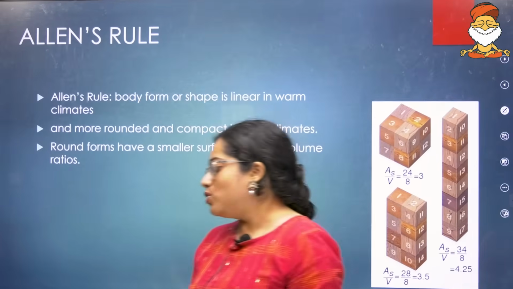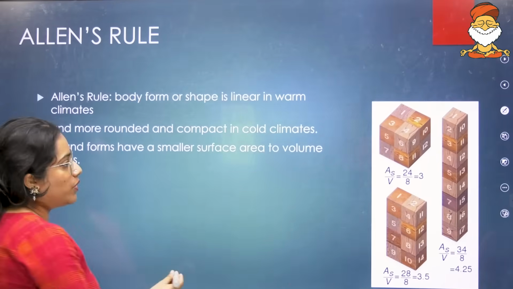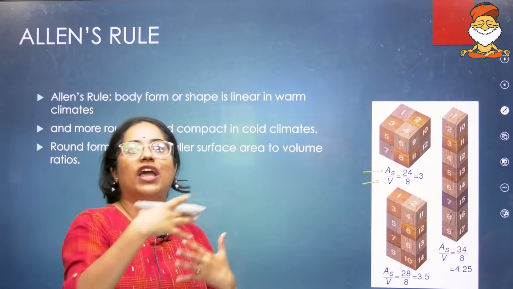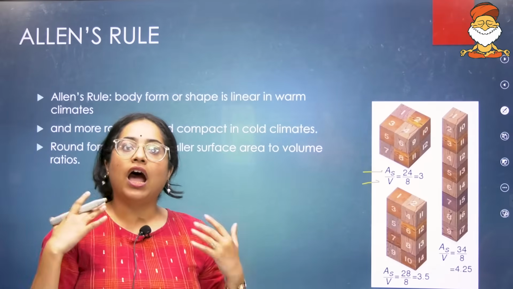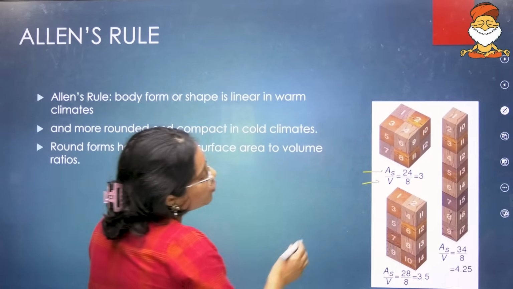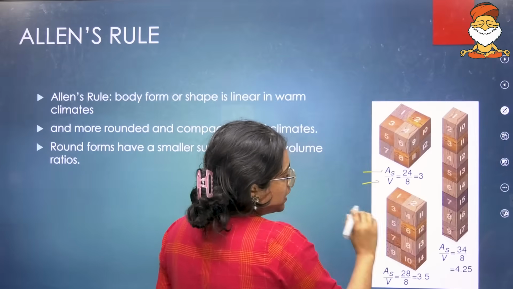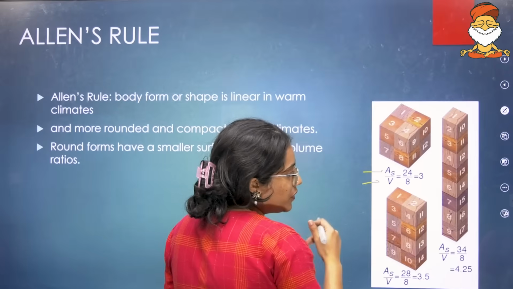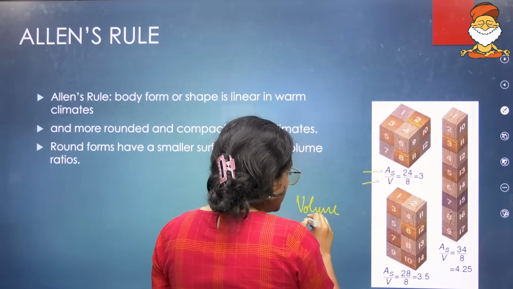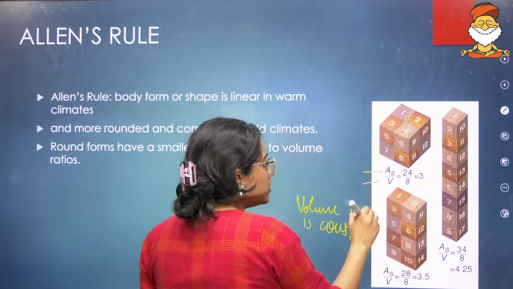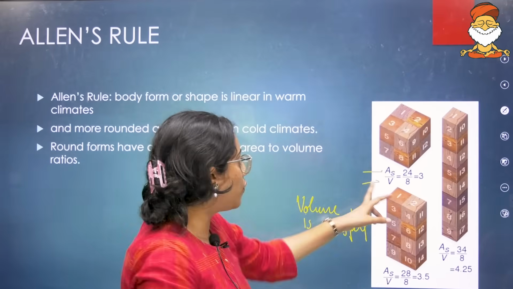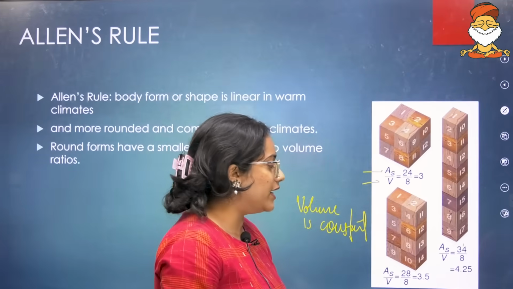Allen's rule. Allen's rule tries to form a correlation between your surface area and volume. Surface area means the amount of area that is getting exposed outwards, and volume is the space that is occupied by a creature. Here, when it comes to surface area and volume, you will see three different shapes, and in each of these cases the volume is constant. Volume means the space that it is occupying is going to be constant. Here you can see volume is 8, volume is 8, volume is 8.